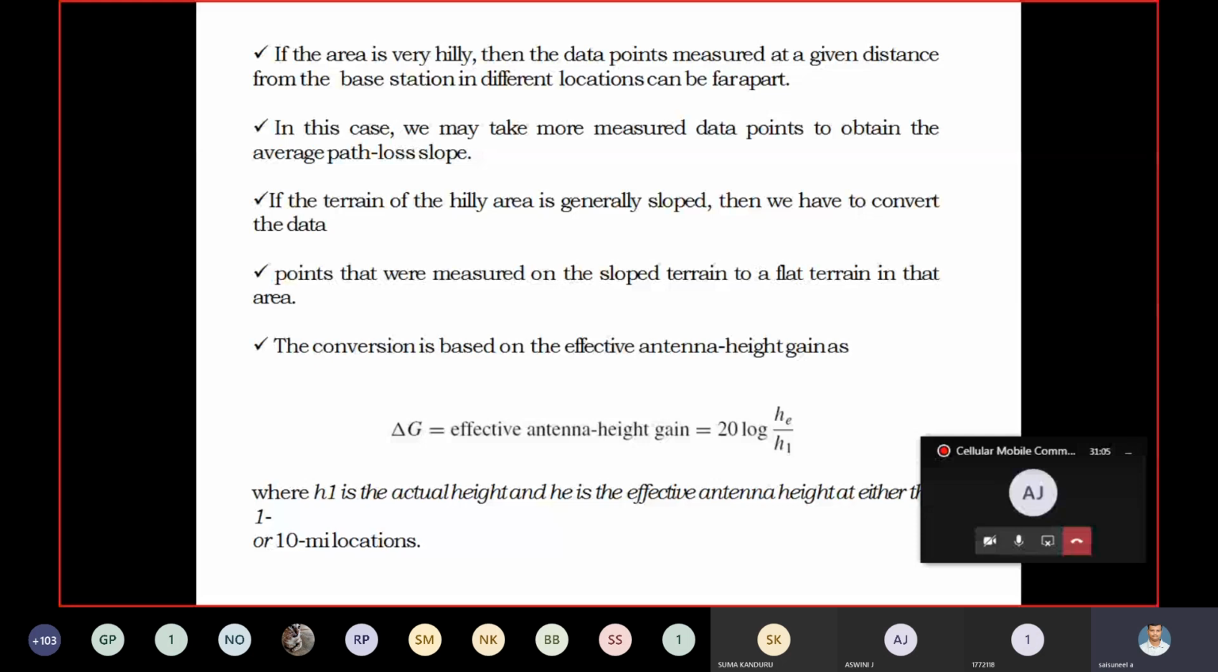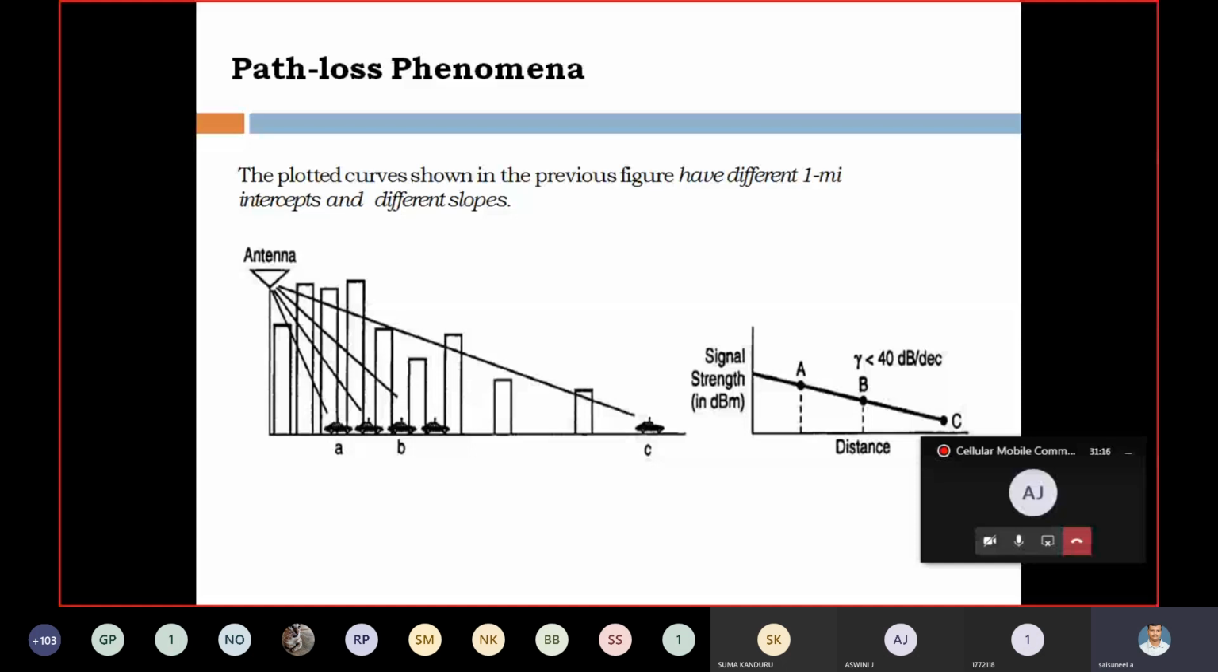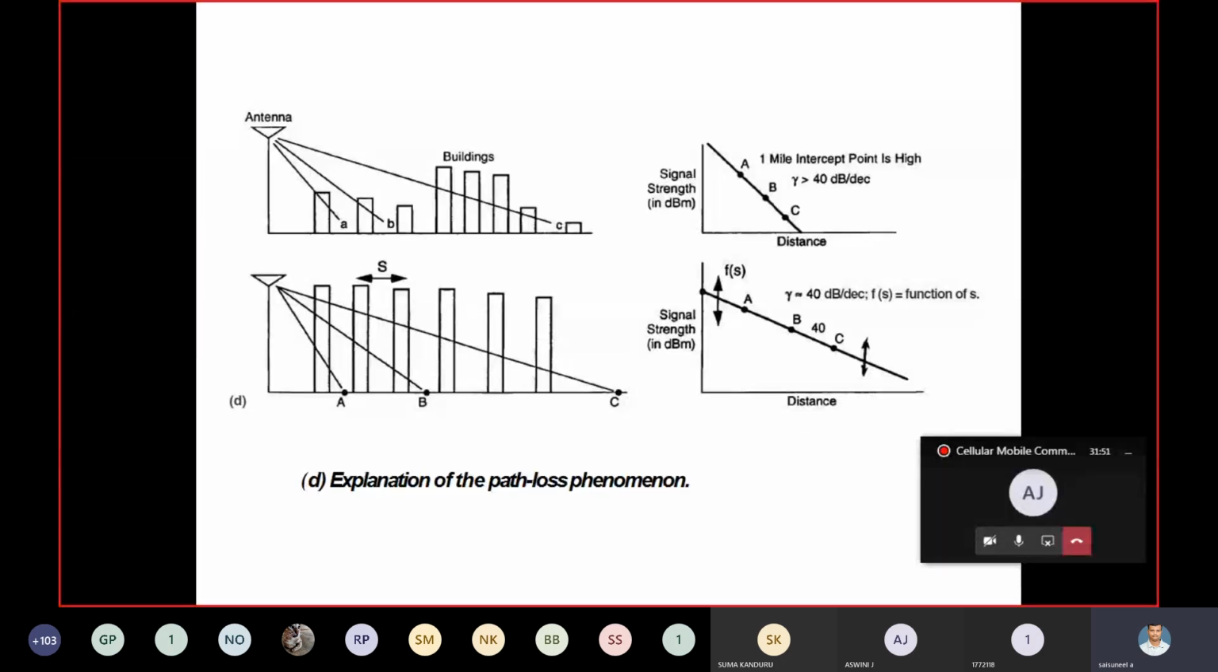See this one, the path loss phenomena. This is your city. They have fixed one base station here. This is the building heights, different heights, not equal heights. See this one, signal strength. This is path loss. Here the path loss suddenly decreases, and at the point of C it gradually decreases. Based upon this, I have to draw distance on the x-axis and signal strength on the y-axis at different locations. The signal strength finally decreases. At different points, we have to explain the different points.